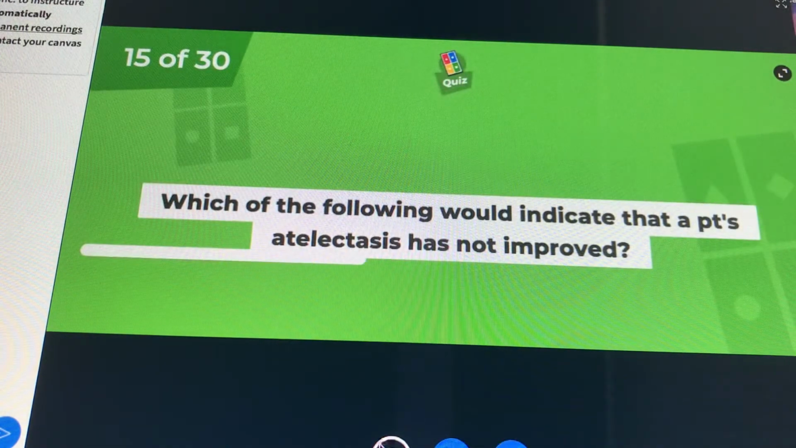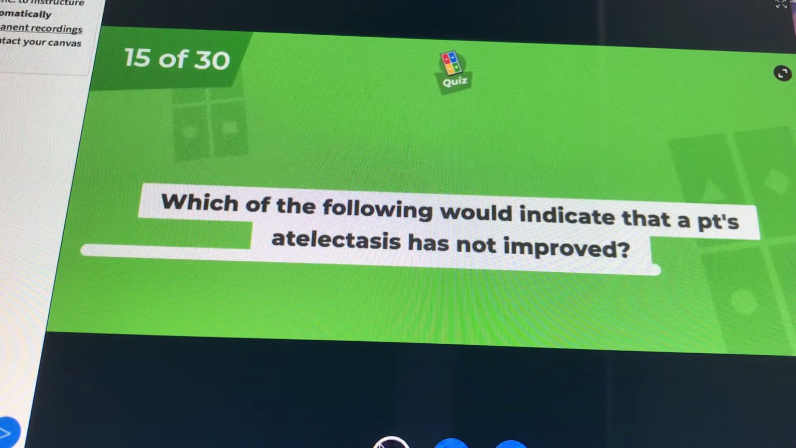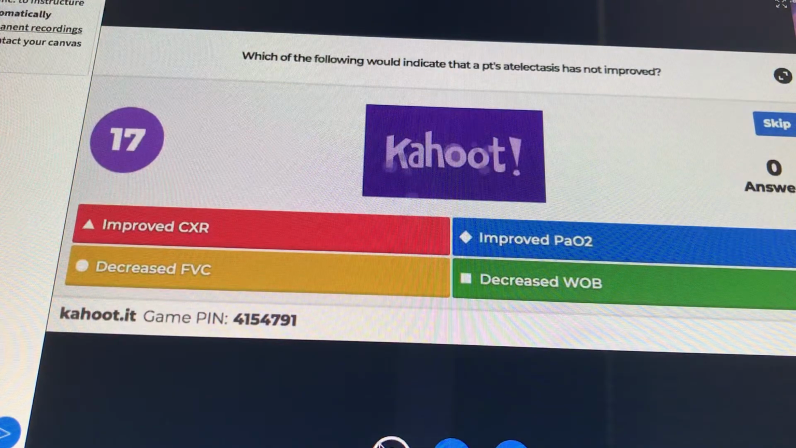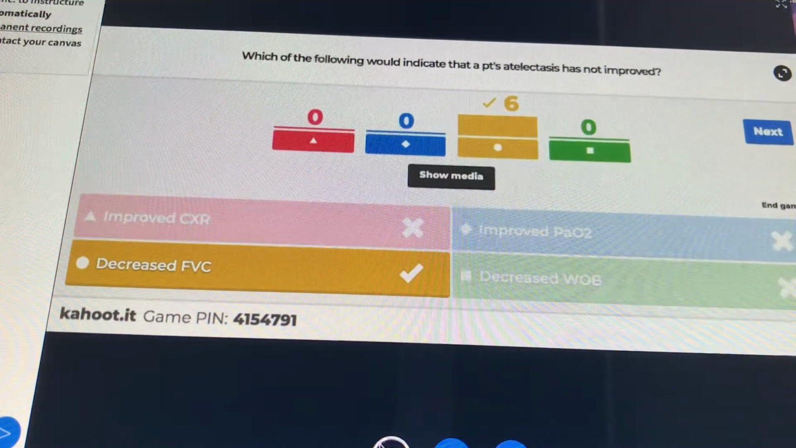Okay, which of the following would indicate that a patient's atelectasis has not improved? That would be a decrease in your FVC. So if your patient's FVC or VC is decreasing, that means that they're getting worse, not better.